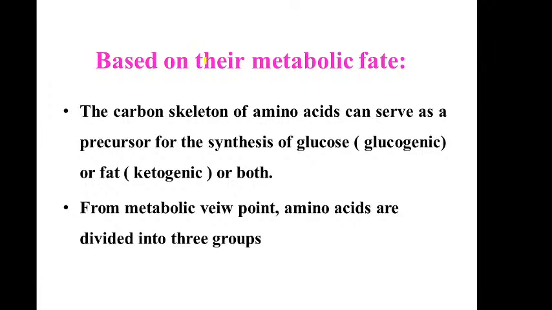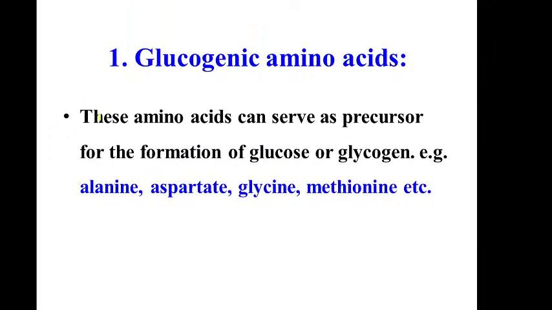Then we have classification based on their metabolic fate also. The carbon skeleton of amino acids can serve as a precursor for the synthesis of glucose or fat or both. From a metabolic viewpoint, amino acids are divided into 3 groups. The very first group is glycogenic amino acids. These amino acids can serve as a precursor for the formation of glucose or glycogen. The very common examples are alanine, aspartate, glycine and methionine.